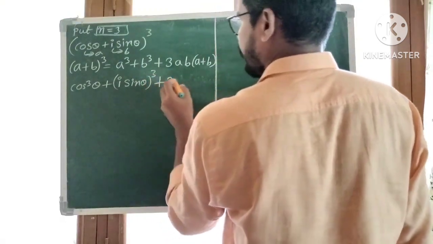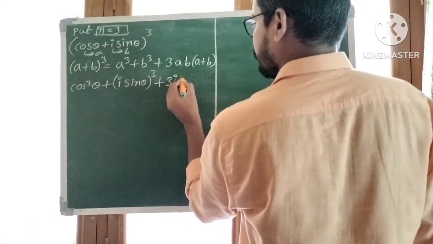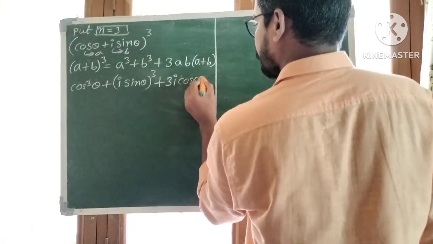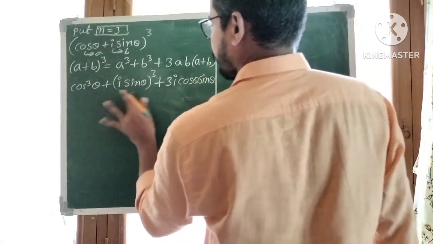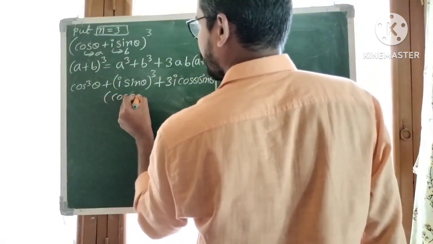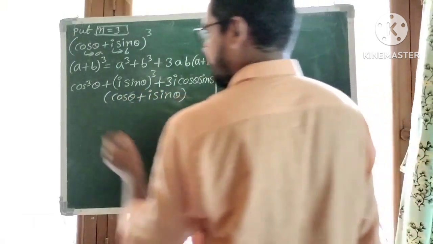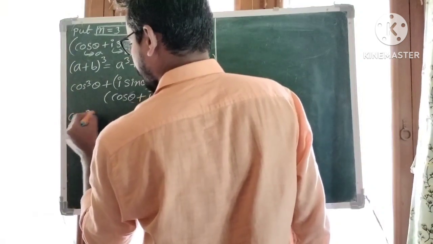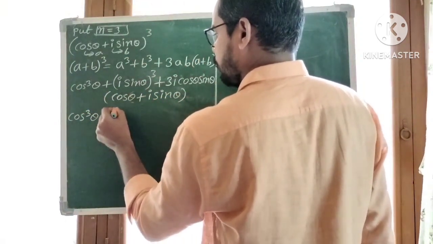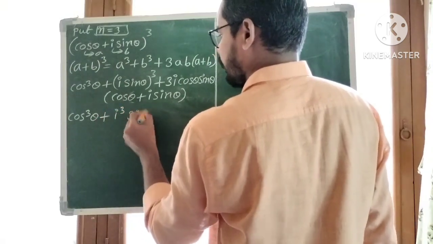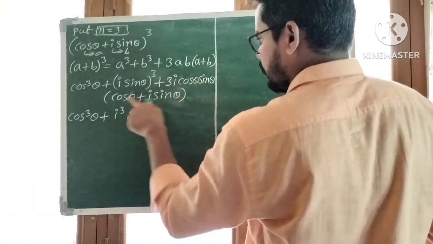plus 3ab, that is 3i cos theta sin theta, into (a plus b). So a plus b means cos theta plus i sin theta. So this is cos cube theta plus i cube into sin cube theta. Okay. Then 3i cos theta sin theta into cos theta.